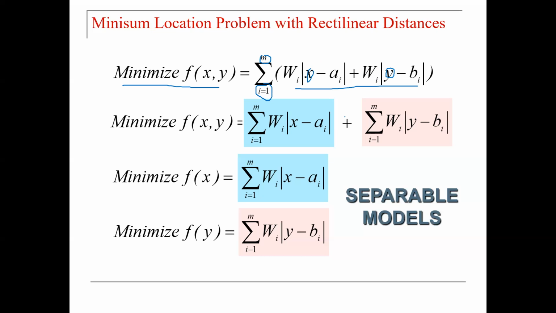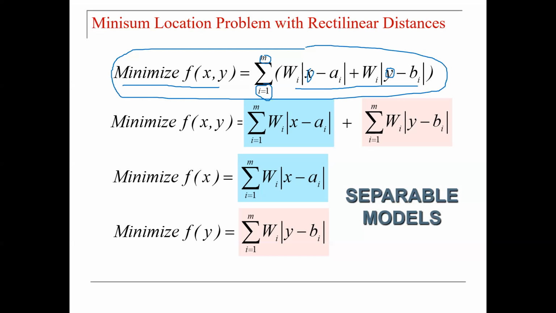So we want to find the best location in terms of x and y that will minimize the summation of this weighted distance. But if you look at this objective function, this whole thing, you can separate it into 2 pieces, which is what we are doing here. We have the weighted distance in terms of x and the weighted distance in terms of y. So we can separate them into 2 separate models. One that is focusing on the weighted distance of x, one that is focusing on the weighted distance of y.